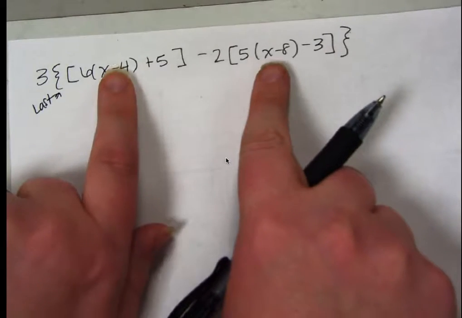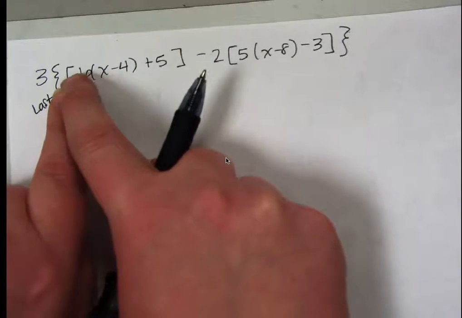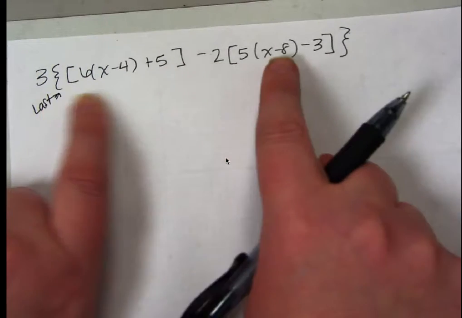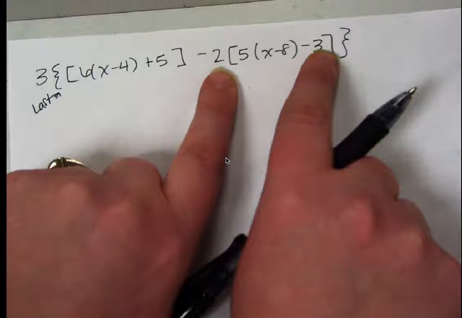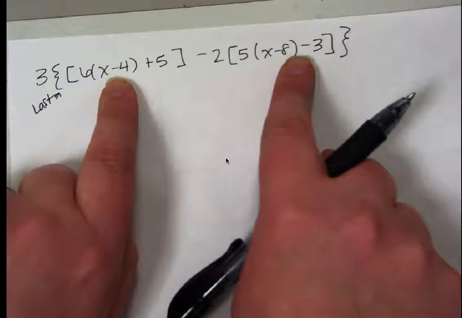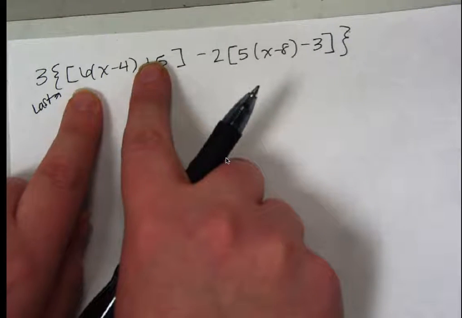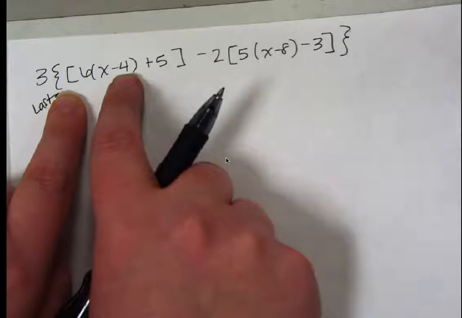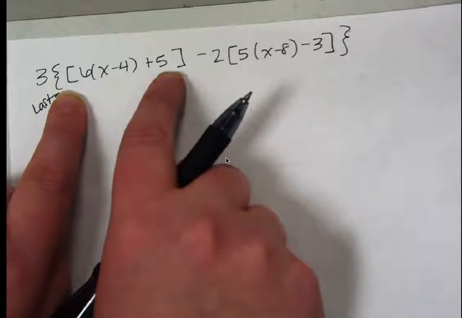Okay, so on the inside here, I have the square braces. So there's something and then -2, and then there's another set of square braces. So I want to start with simplifying inside the square braces. So let's look at this first one: 6 quantity x minus 4, and then plus 5.